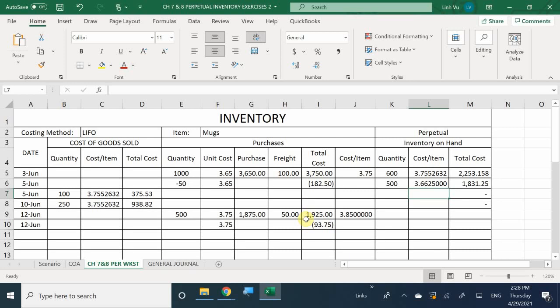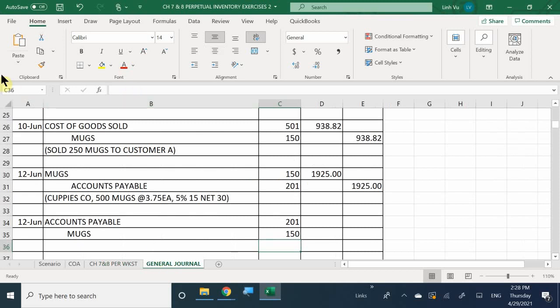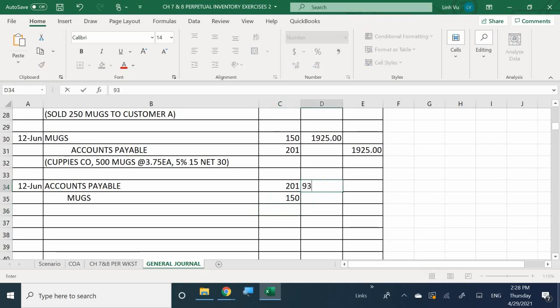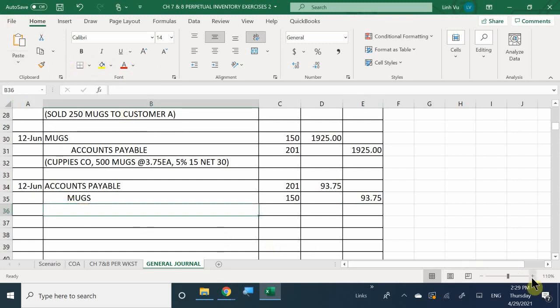I get this answer here, 500 at $3.6625. Okay. So therefore, I solved for how much my refund was for. It was for the $93.75. So now we can go back to our journal and claim that we're going to decrease my accounts payable by $93.75. So I owe less. Okay, I only owe 1831.25. Okay. And once again, what should my description be?